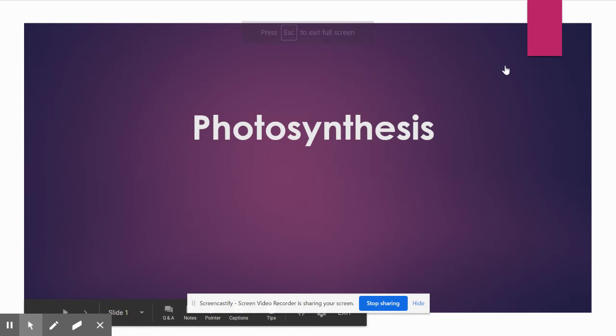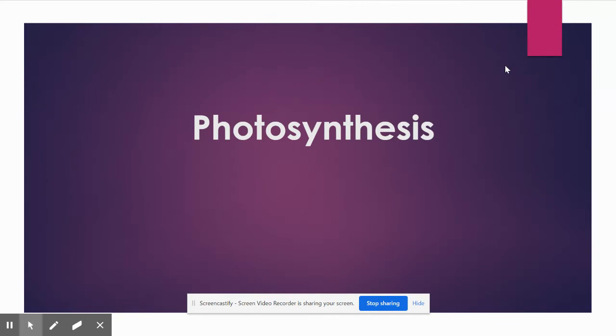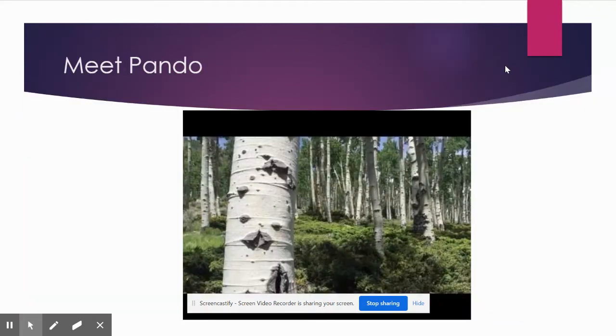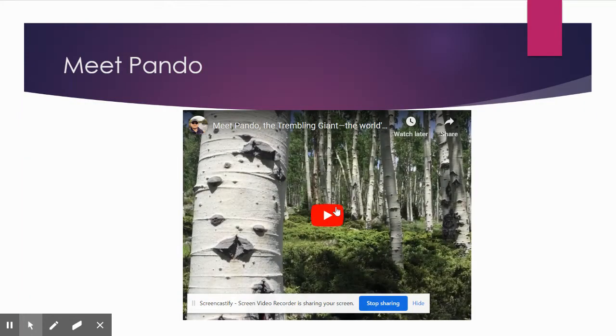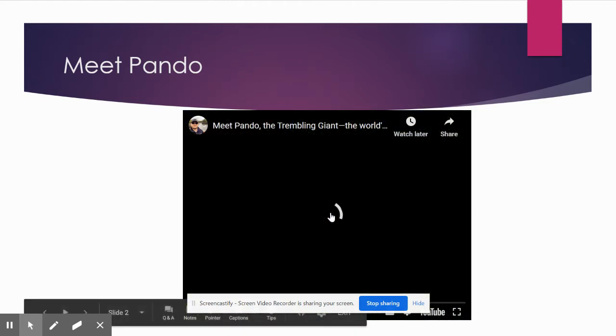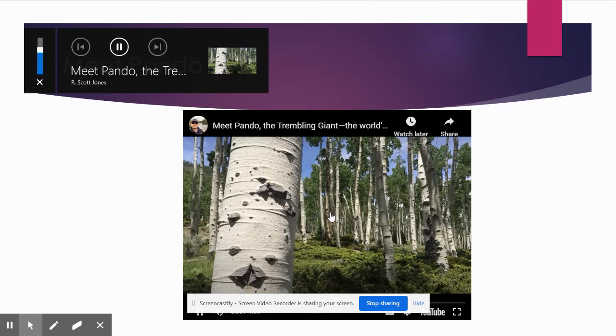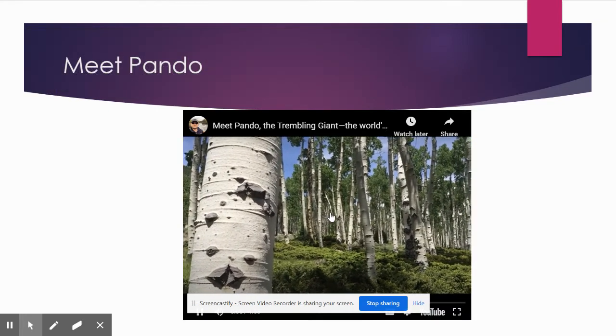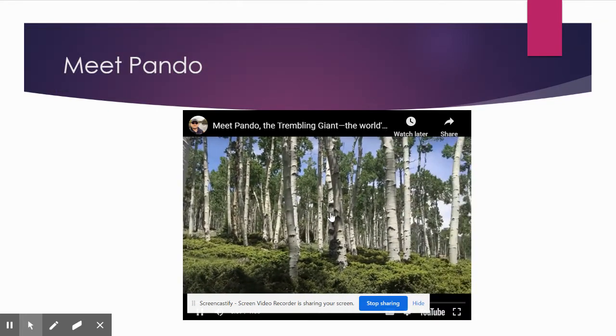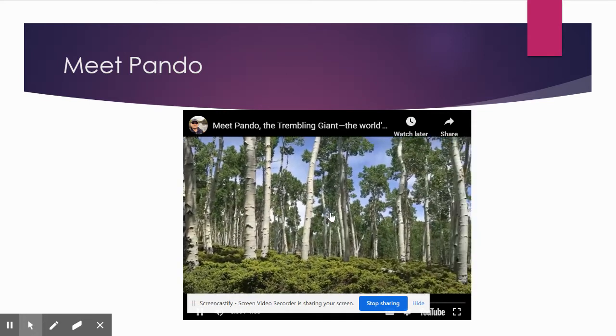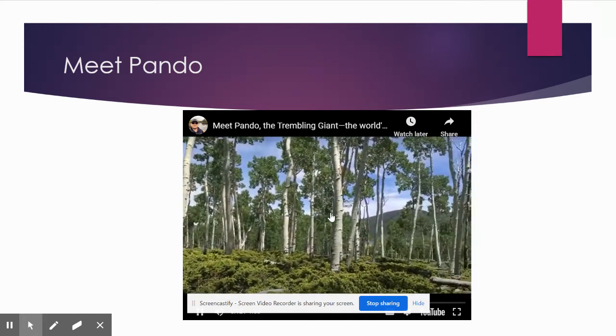Right, so Unit 3 is going to be on photosynthesis. And we remember photosynthesis from middle school is how plants get their food from the sunlight. And if we want to look real quick, you can watch this on your own and I encourage you, but this is a forest in Utah that is made up of 47,000 different trees.